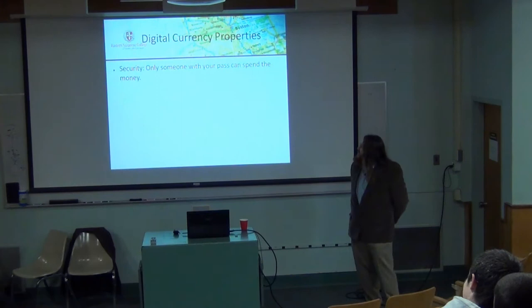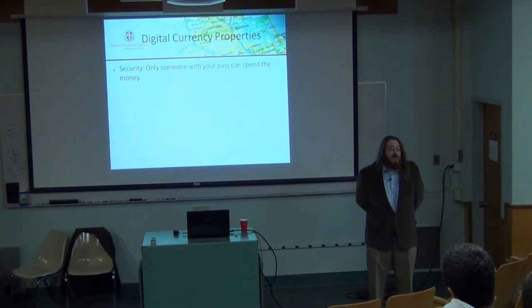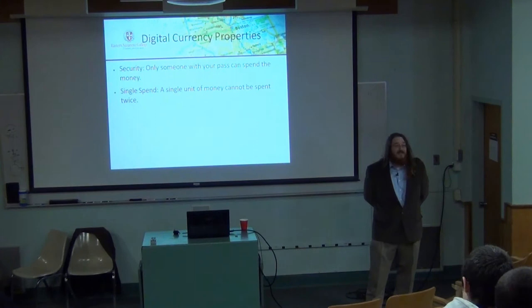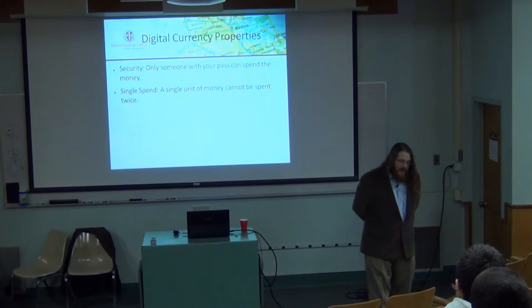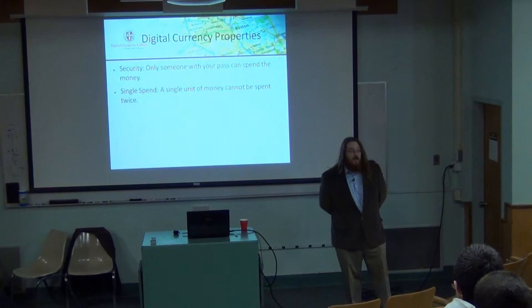But if you're going to have a currency that exists only as ones and zeros as data, you need some method by which you can be the only one who spends that. Right? You don't want someone to be able to create numbers out of thin air and guess what address your currency is at and then be able to spend that. So we need security. We need single spend. This is actually a more difficult problem than it seems, especially with digital currency. You can only spend it once. Right here, it's data. I can copy it as many times as I want. But if we're going to have it be a functional currency, once I spend it, it has to be spent. I can't spend it twice.